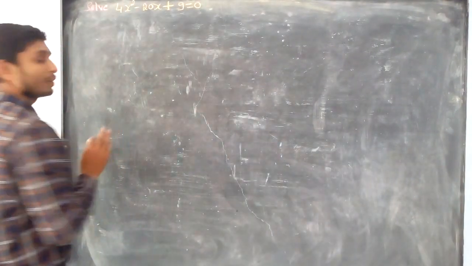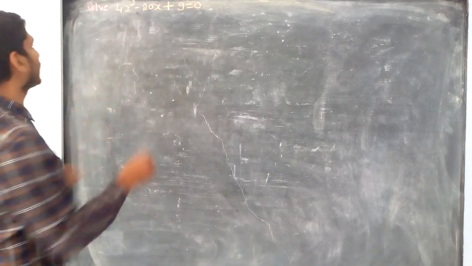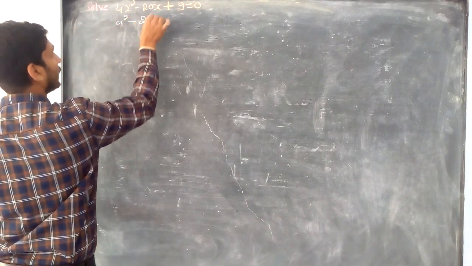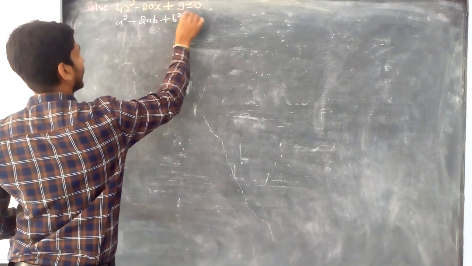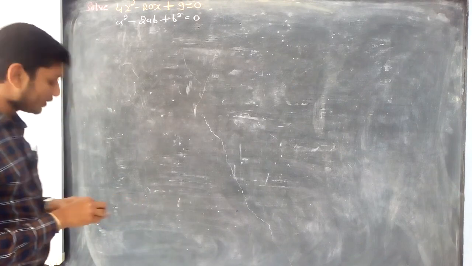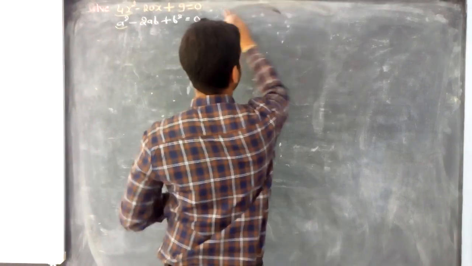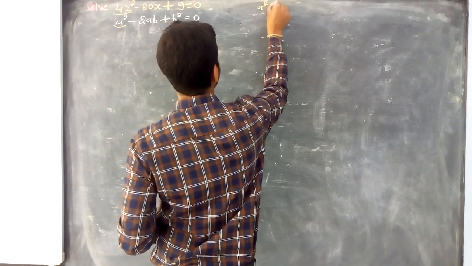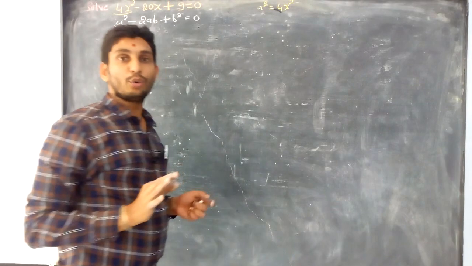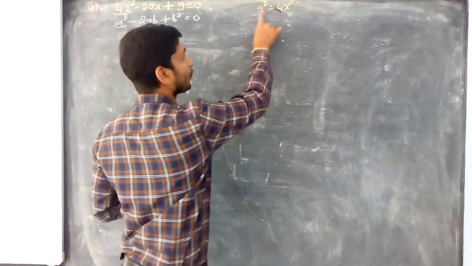Okay, with which one to compare, that is important. Since minus 20x is there, I have to compare with a square minus 2ab plus b square equals 0, right? Now see, in the place of x square, 4x square is there, that I will write here. In the place of a square, 4x square is there. Now I have to find a. But don't write a as 4x.